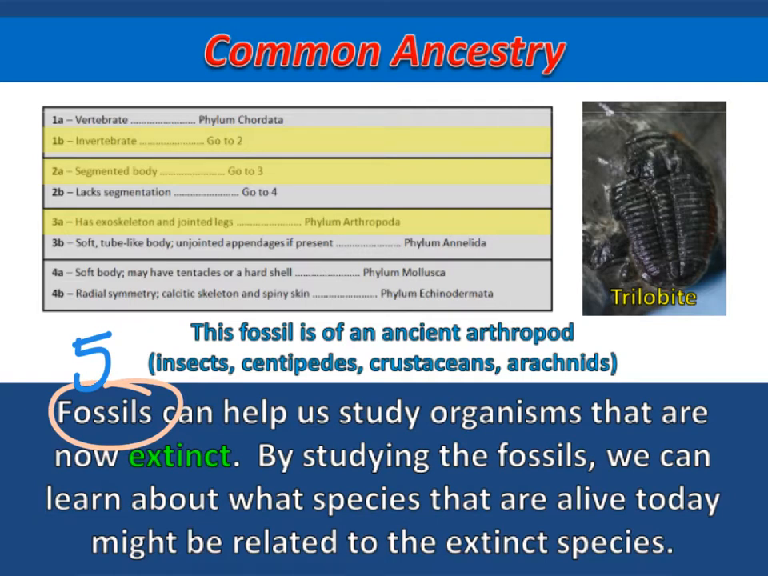Number 6, moving on. What do we call a species that no longer has living members? If they are no longer existing, that is called extinct. Number 6, the answer is extinct. That's number 6.